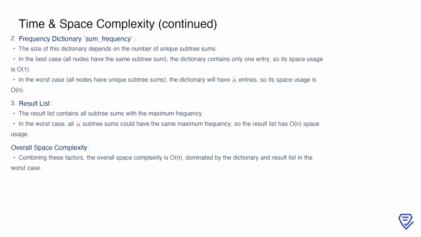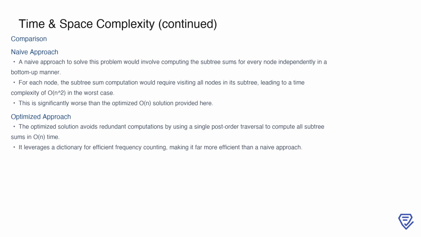Finally, we have the result list, which stores all subtree sums with the maximum frequency. In the worst case, all n subtree sums could have the same maximum frequency, leading to O(n) space usage for the result list. When we combine these factors, the overall space complexity is O(n), which is dominated by the dictionary and the result list in the worst case scenario. Comparing this optimized solution to a naive approach highlights its efficiency.